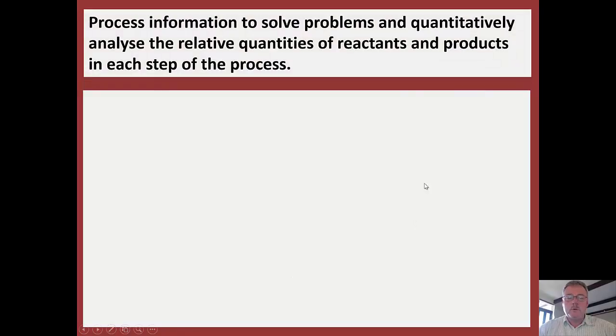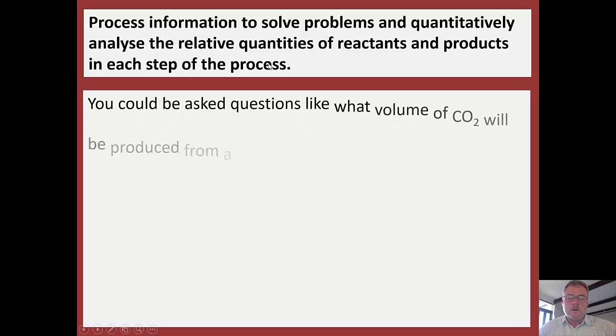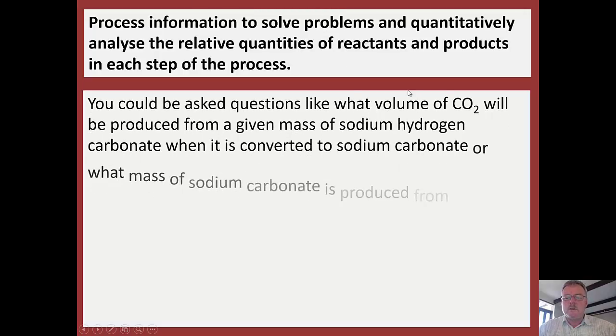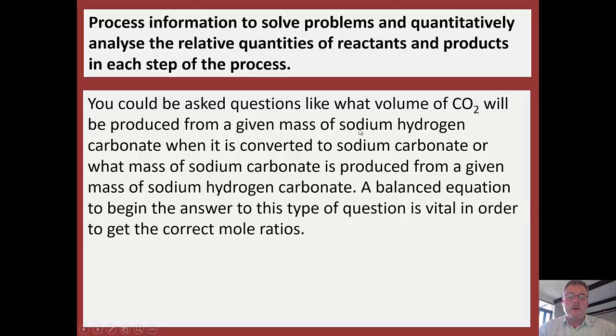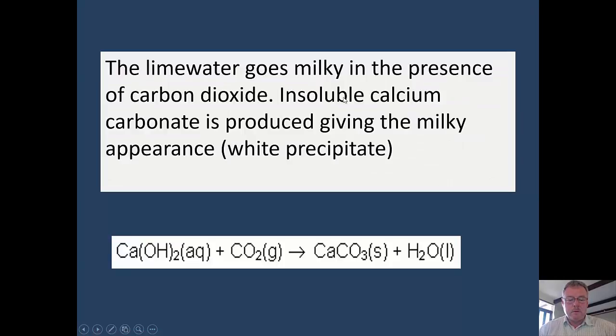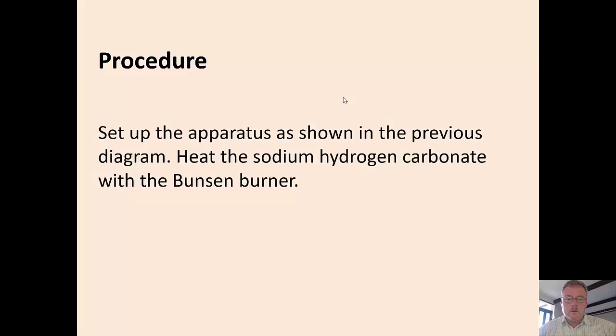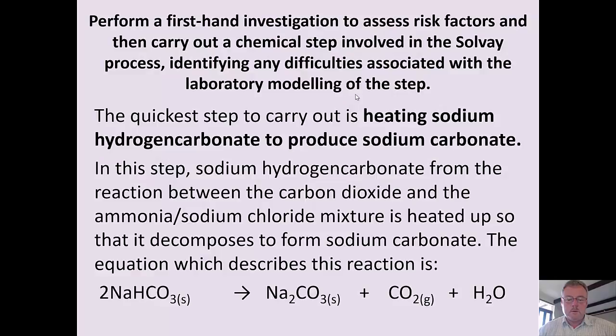Okay, so we can solve some problems, and we're going to look at those to analyze the relative quantities of reactants and products in each step. So the way we're doing that is looking at questions like the volume of CO2 that will be produced from a given amount of sodium hydrogen carbonate. So you need to be able to balance that equation. In the previous case here, I'll just get back to this equation here.